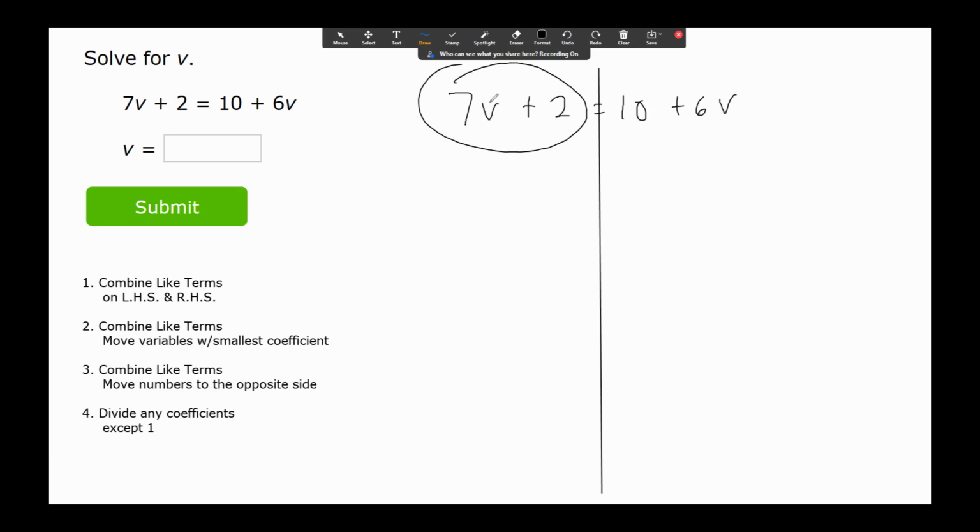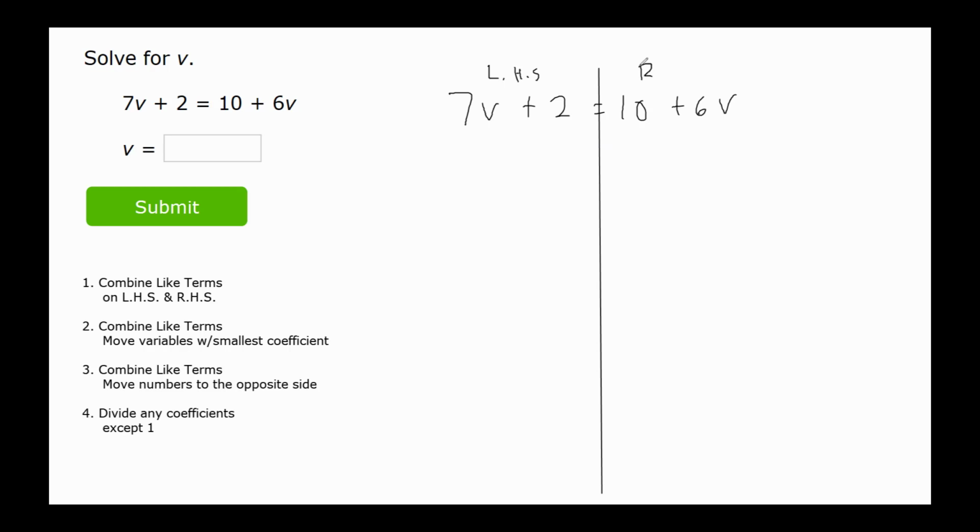If we look on the left-hand side, you look to see whether or not you can combine any terms. And then look on the right-hand side, you do the same thing. Since one of these terms, 7b, has a variable and the other term doesn't, you cannot combine those. And on the right side, same thing. So we don't add letters and numbers to get one term. So then what do we do?